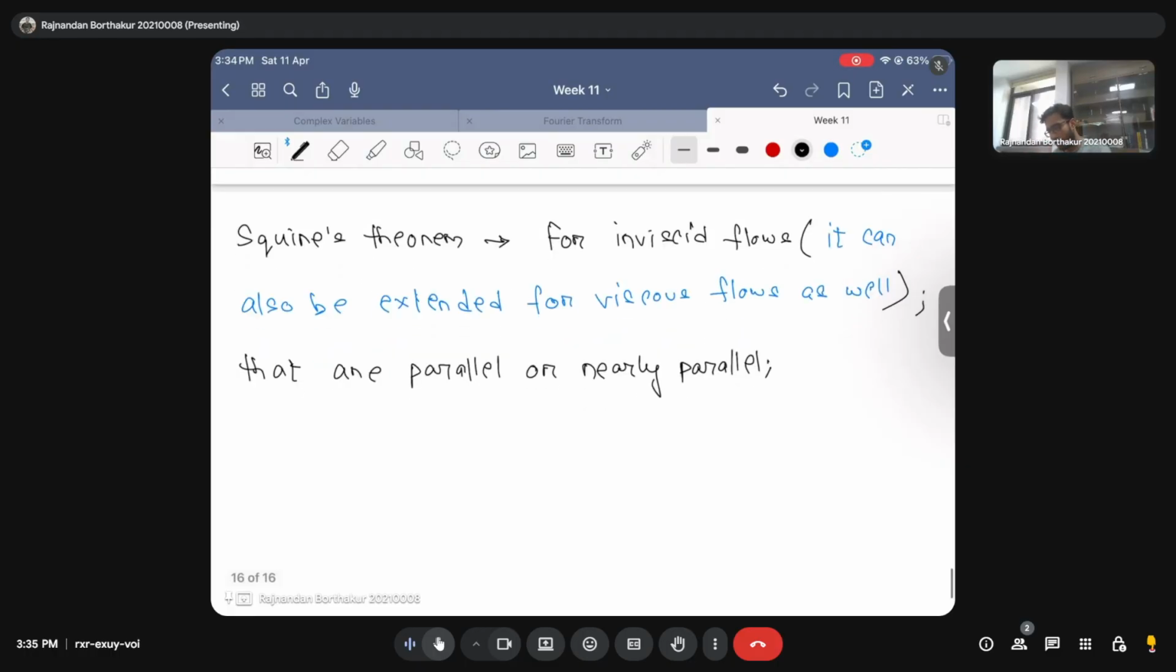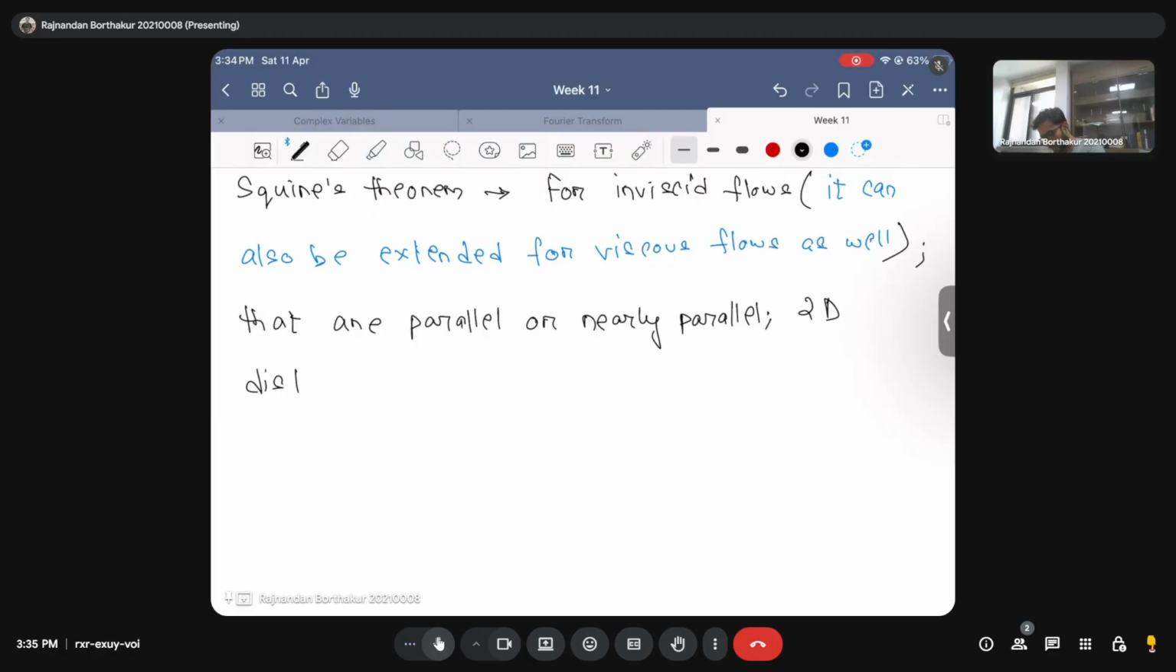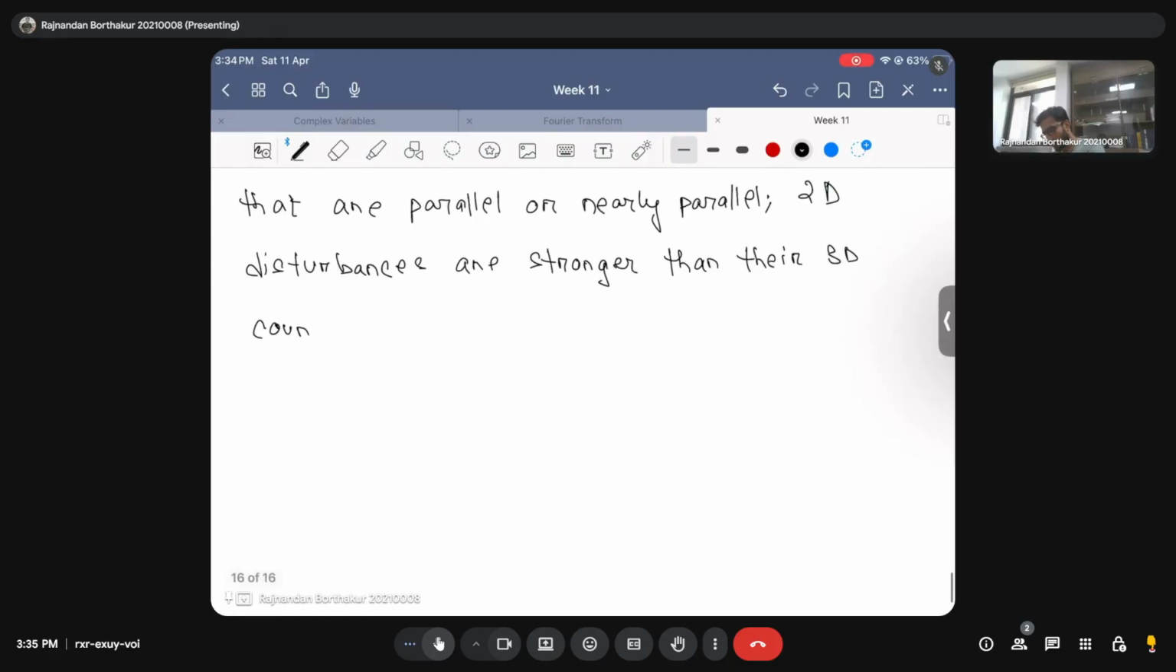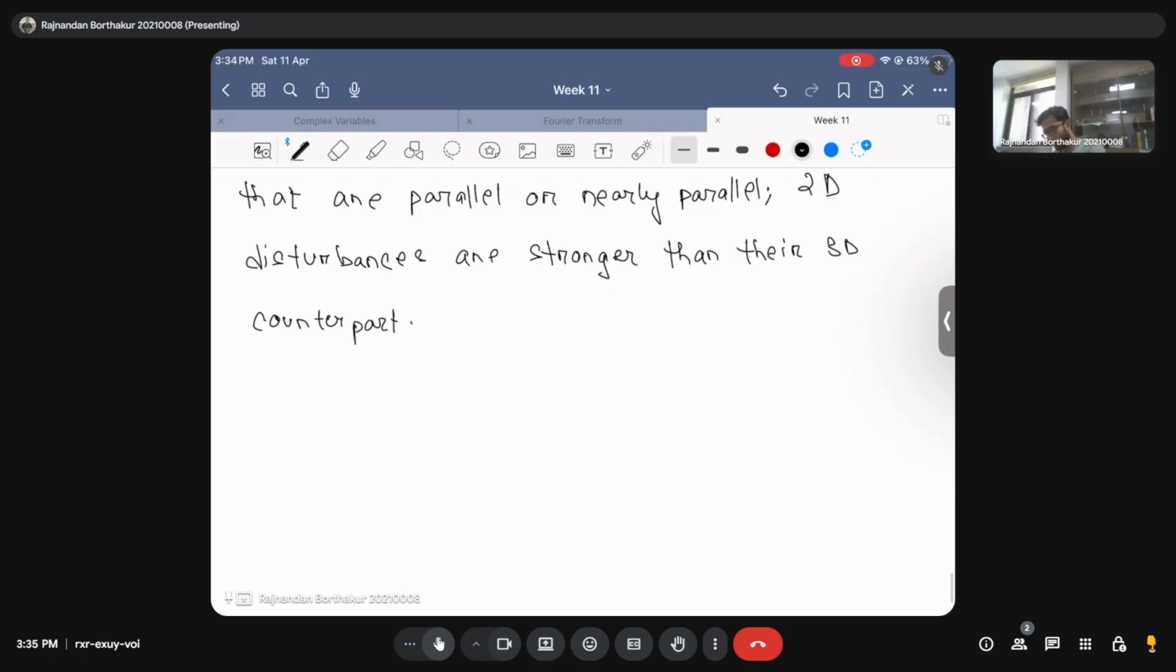Okay, so then the theorem says that 2D disturbances are stronger than their 3D counterparts. Okay, but the condition is provided the wave numbers are same. This is important.